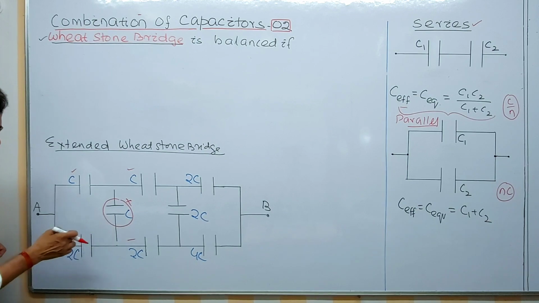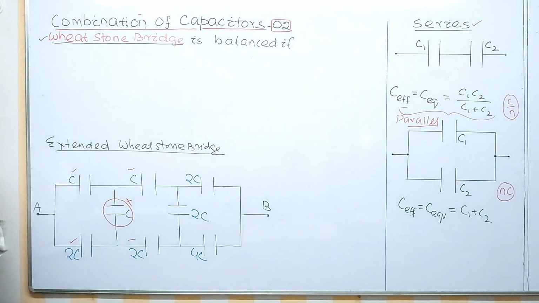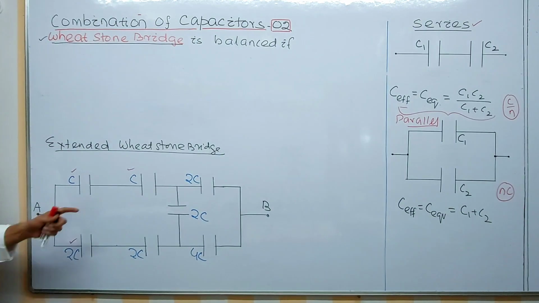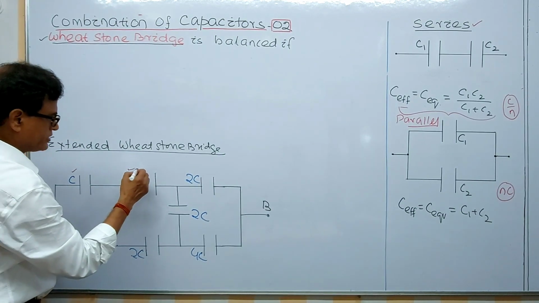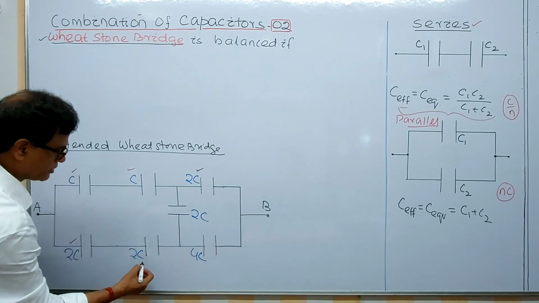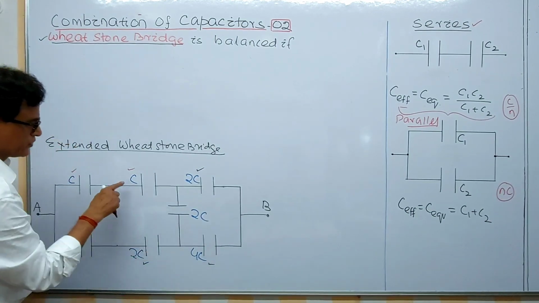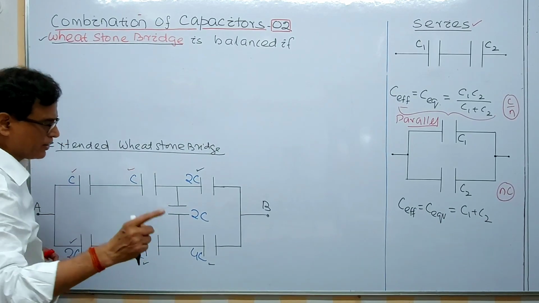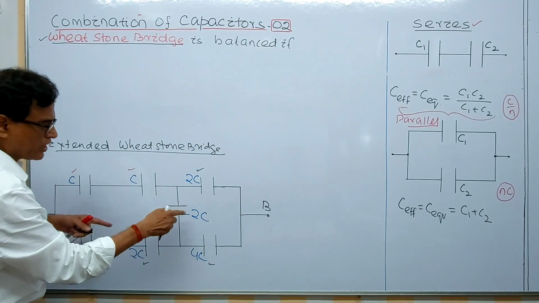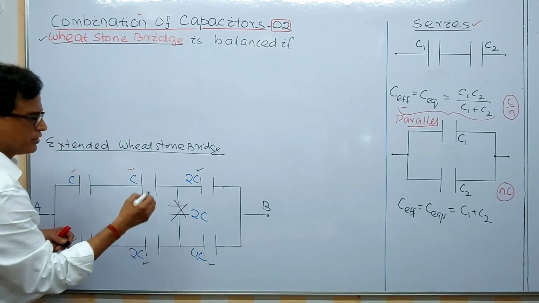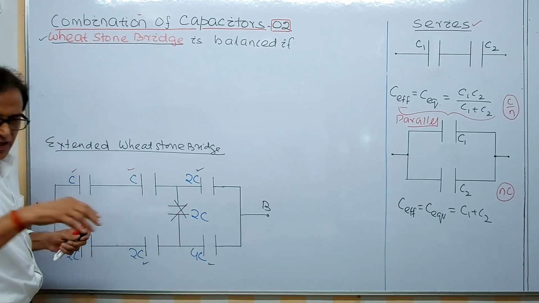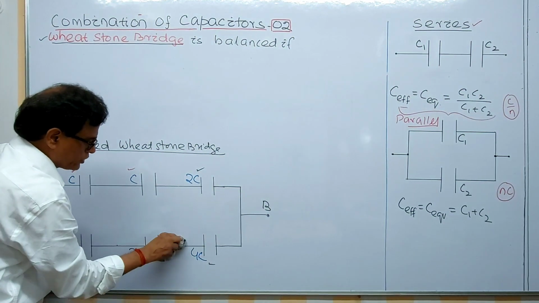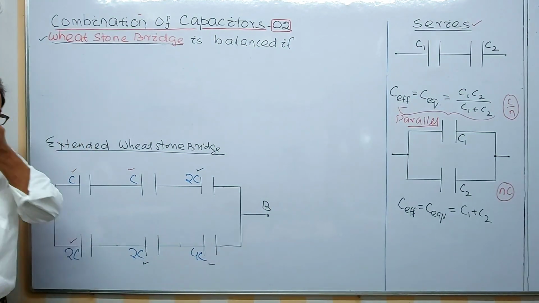We can remove this one from the equivalent circuit. You can take it out; it has no effect on the circuit. Again you see here, this is C, this is 2C, this is 2C, this is 4C. C by 2C is half, 2C by 4C is half. Again this is a balanced condition. That's why this has no meaning. This should be removed from the circuit, and there is no need to take it into consideration in the calculations.